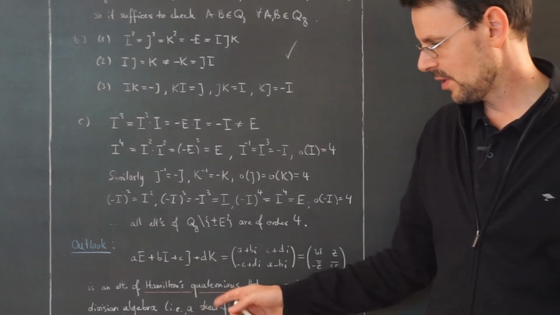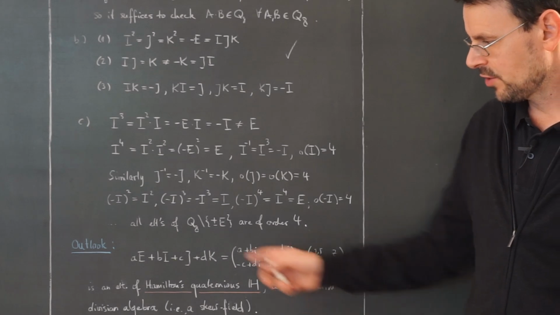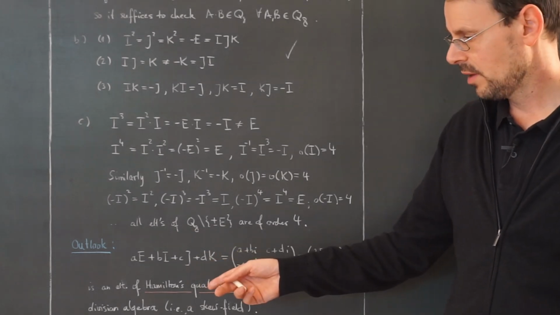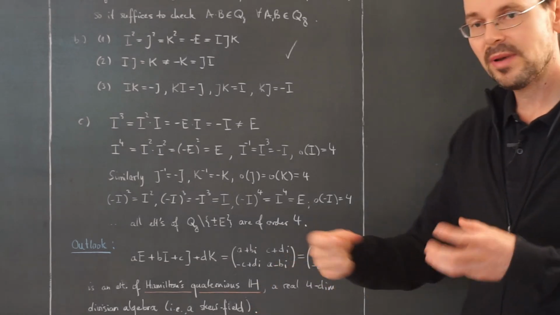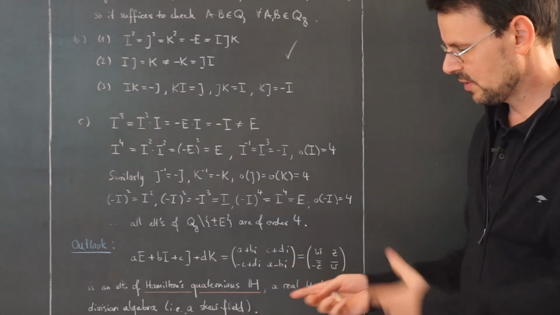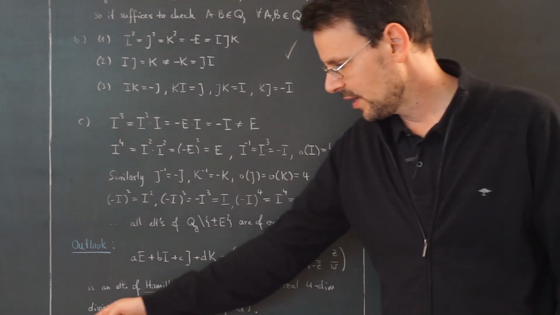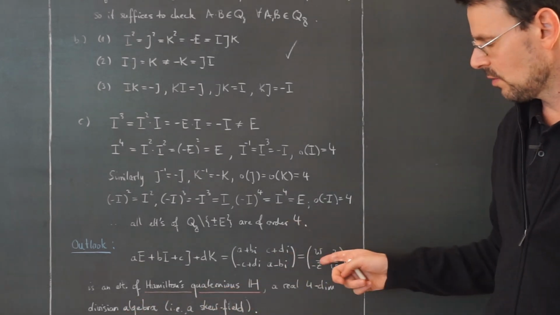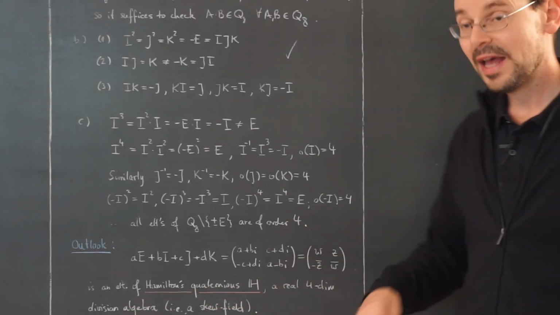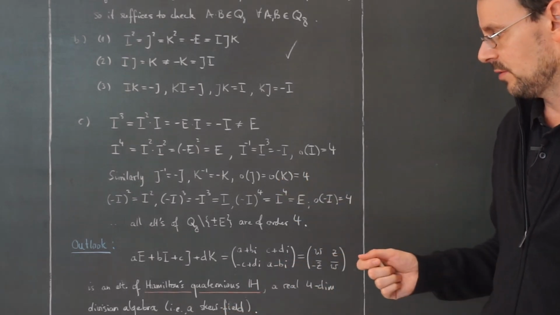To honor Hamilton, they are called H. This is a real four-dimensional vector space to begin with, but it's also a so-called algebra because you can multiply the matrices. Here we have the matrix representation of the quaternions, but it is even more. It's a so-called division algebra, meaning that all the non-zero elements of H have an inverse, which is easy to verify if you use these matrices.